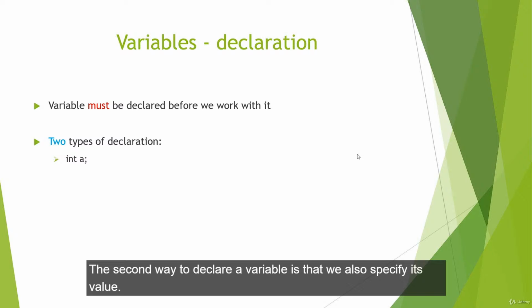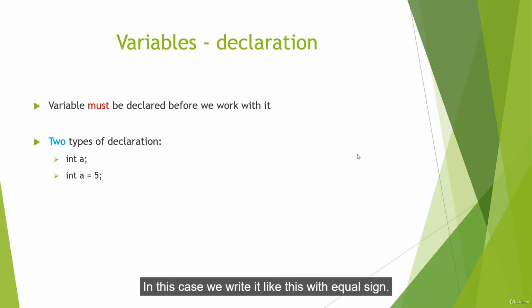The second way to declare a variable is that we also specify its value. In this case, we write it like this, with an equal sign. This was the way to declare integers. When we want to declare a floating point number, we have to use double or float.